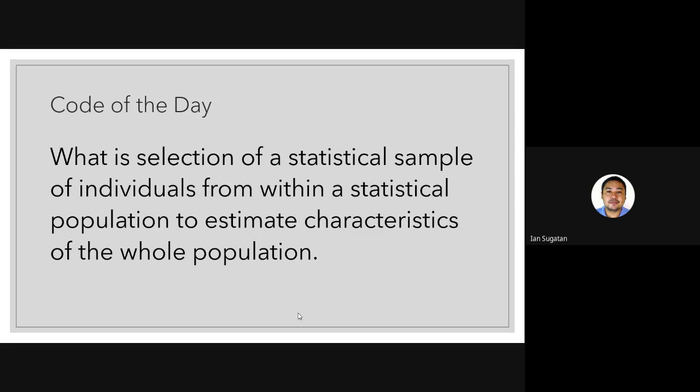So our code of the day, guys, is: what is the selection of a statistical sample of individuals from within a statistical population to estimate characteristics of the whole population? Okay, so I think you know the answer already. Ad Astra per Sapientia, to the stars through knowledge. So thank you guys for attending our class this afternoon, and I'm hoping that you can comprehend the things that we're going to do.